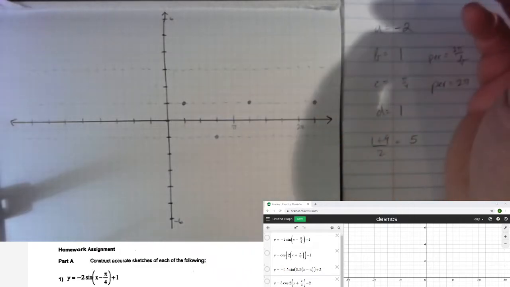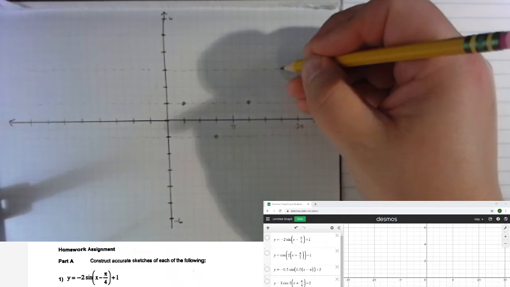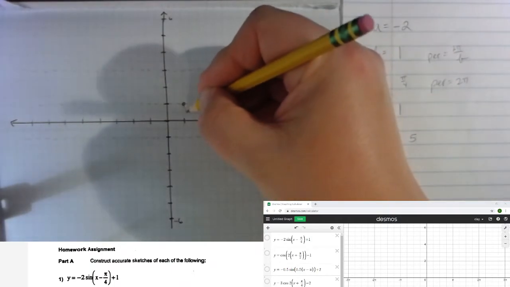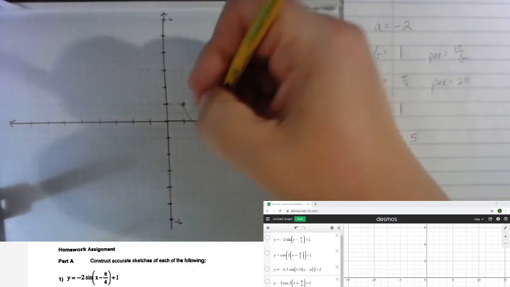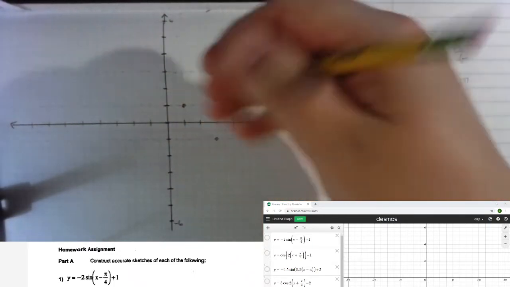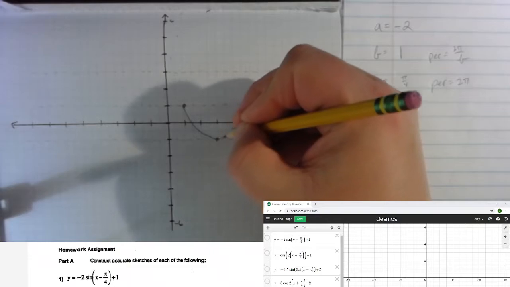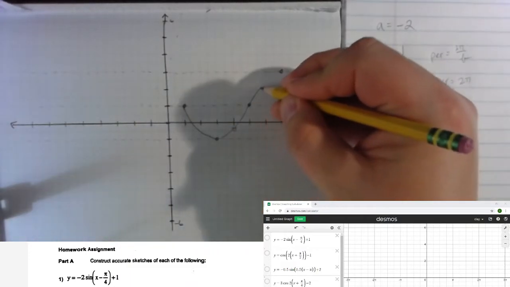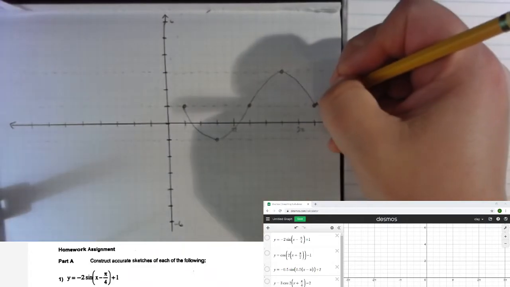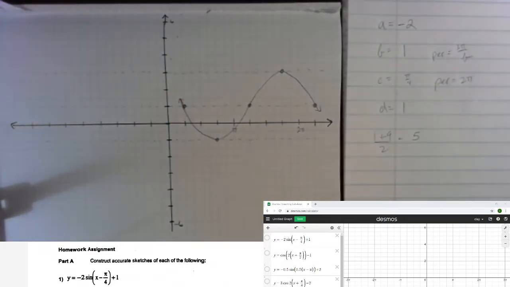And the reason I'm just counting these is because I know this thing is symmetrical. So 1, 2, and right there. And there's my graph. It is going to go down. Oh, I drew that really badly. Let me fix that. It's going to go down, up, and down. Something like that. Put an arrow on this side, an arrow on that side, and I think we're pretty good.